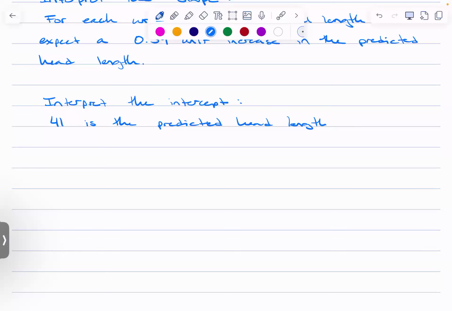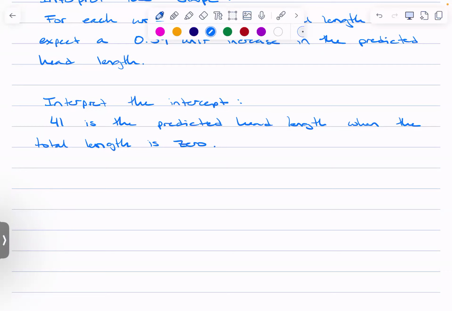you can say when the total length is 0, but it might be a little bit better to say for a possum with a total length of 0. Right? But I'll keep it nice and simple for this one. But you can kind of start adding some flair to it. 41 is the predicted head length when the total length is 0.